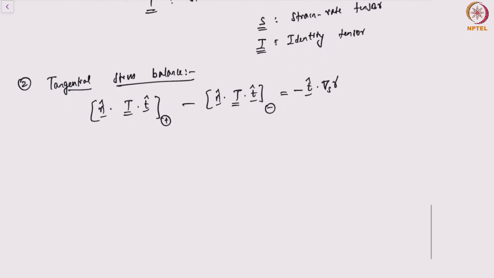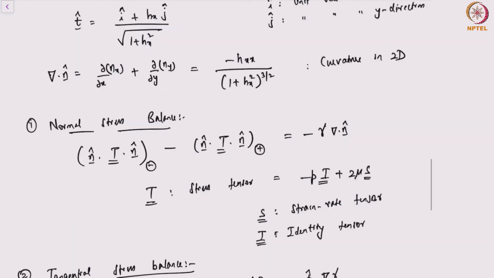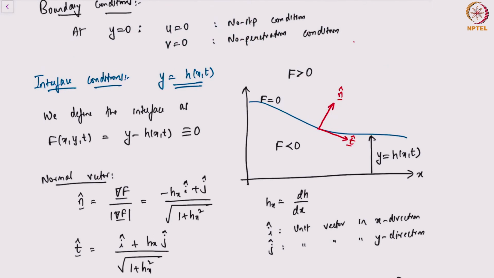Now there is a third condition which is important, which is called the kinematic condition. So what does the kinematic condition say? The kinematic condition says if you're on the interface, then the motion of the interface is coupled to the fluid on either side of the interface, right? So let's look at this figure that we have here. We have defined the interface to be F equal to 0, right? So every point on the interface will have F equal to 0, right? Let's consider an arbitrary point on this interface.